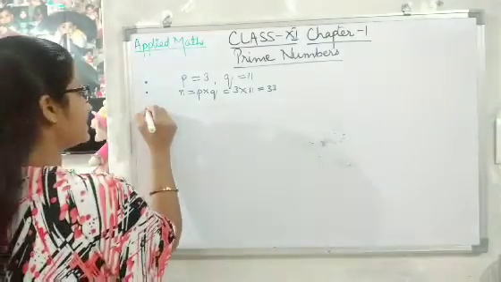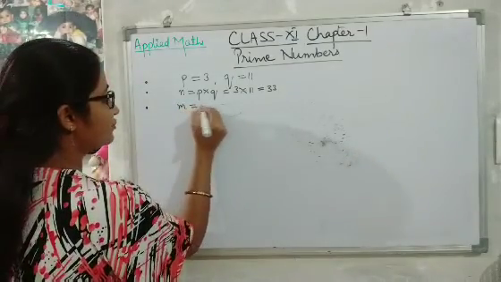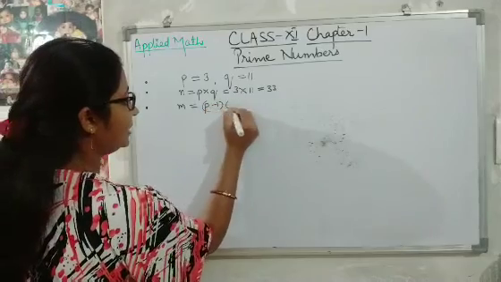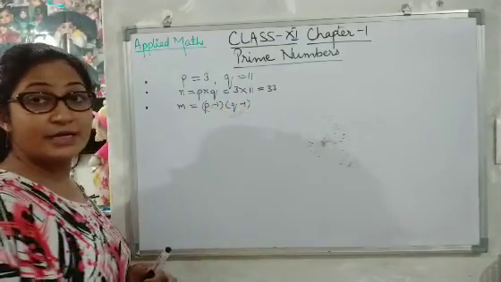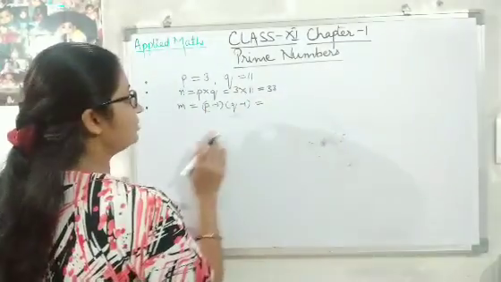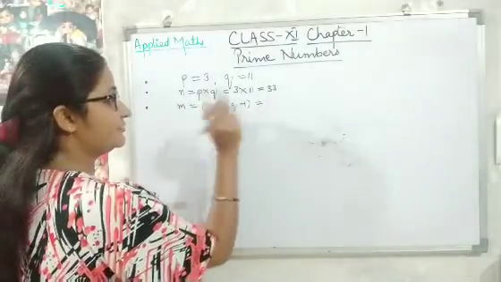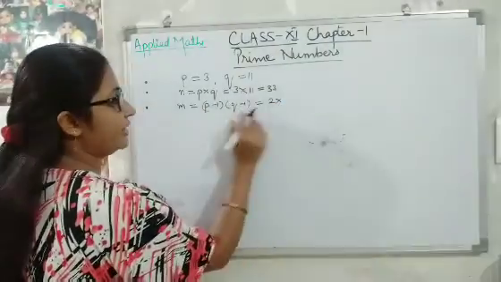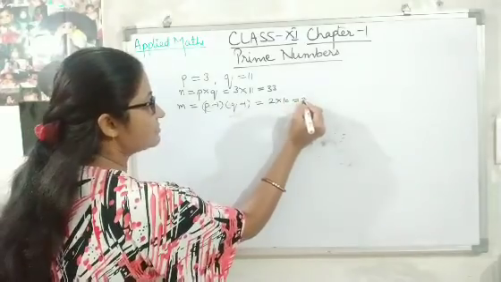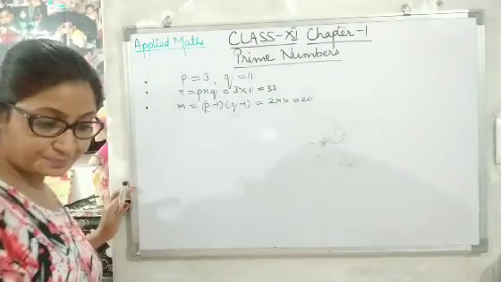Then the third step was selecting m, which was equal to (P minus 1) into (Q minus 1). So P is 3, so 3 minus 1 gives you 2, and 11 minus 1 gives you 10. So this comes out to be 20.